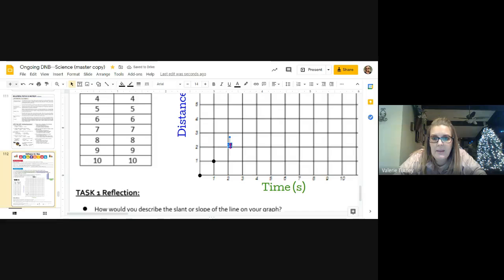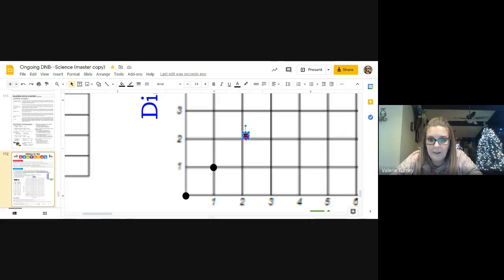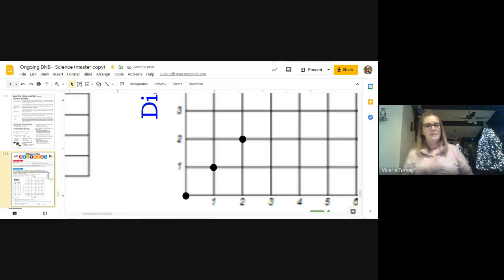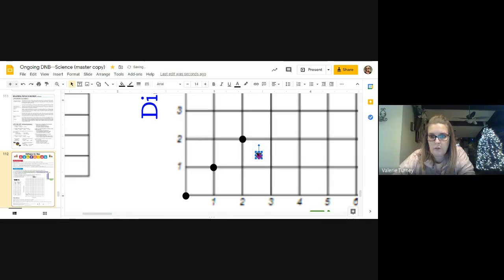And you need that crosshairs right there. If you can't get the crosshairs right there, just zoom in even more, and then you should be able to put it right there. At 3 seconds, this person had traveled 3 meters. So 3 seconds, 3 meters. Right here, 3 seconds, follow it up. 3 meters, follow it across. And you're going to plot your point there. 3 seconds, 3 meters.